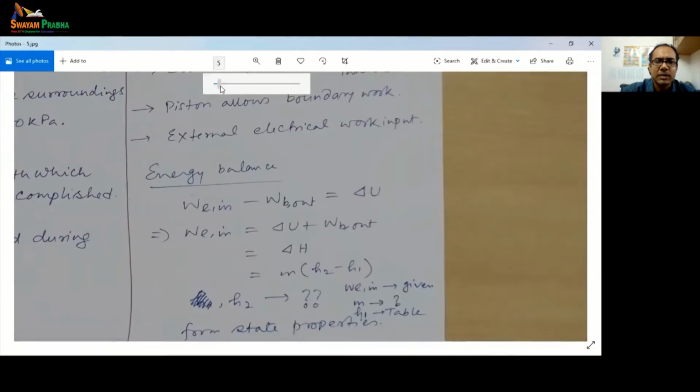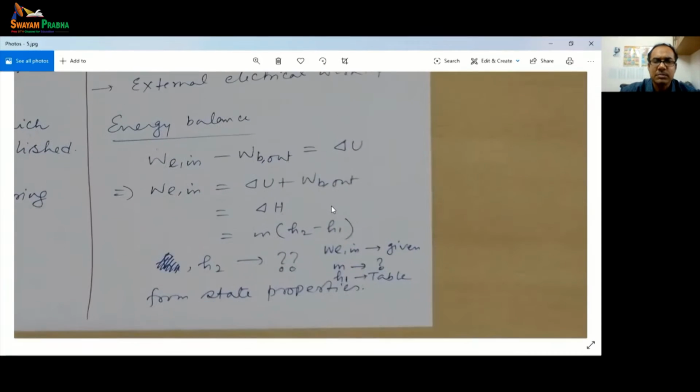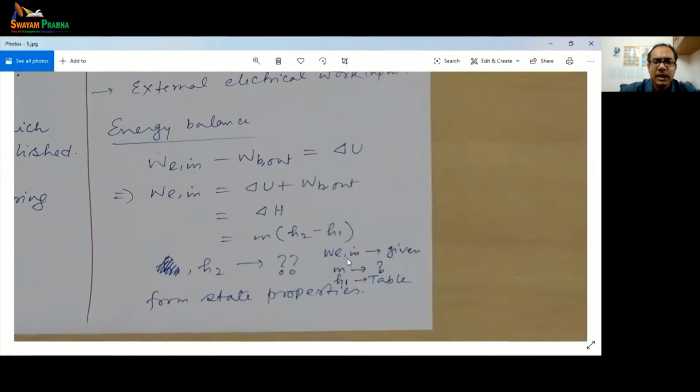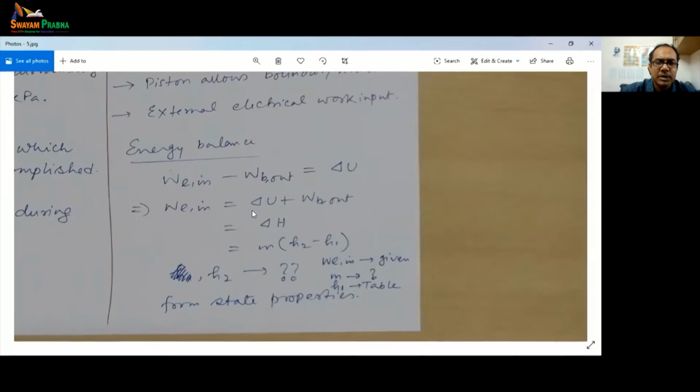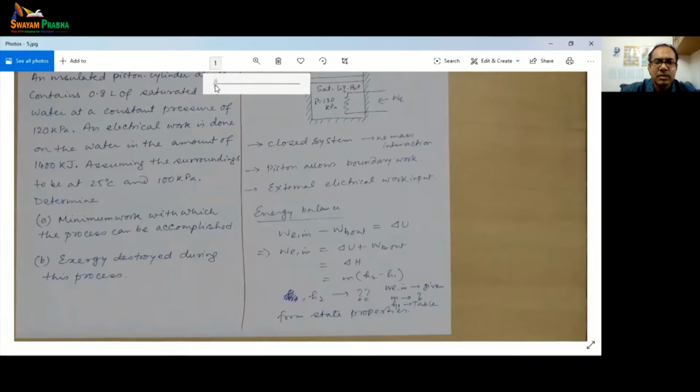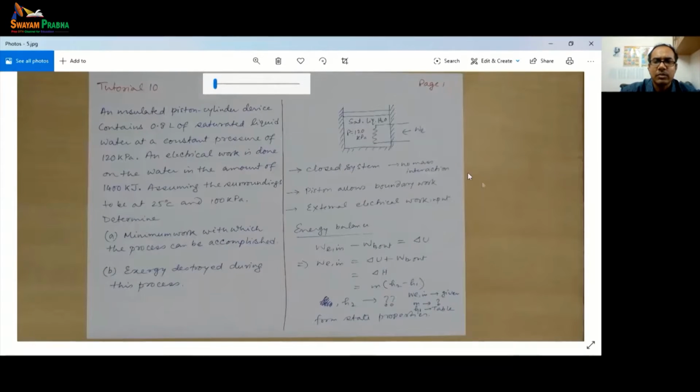Let me zoom it a little bit so that it's easily visible. So this W electrical is given, and mass we don't know. Mass we have to find out, and h1 we can get from the table of state properties. The initial state is given in terms of temperature and pressure. So with that information we can find h1, and h2 we don't have any idea about, that we have to find out. Let's see how to get there.